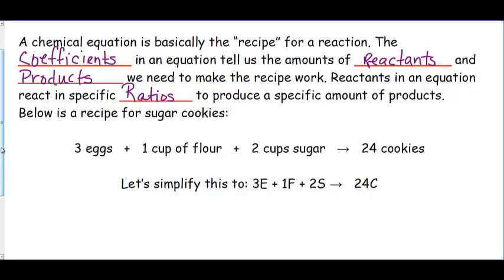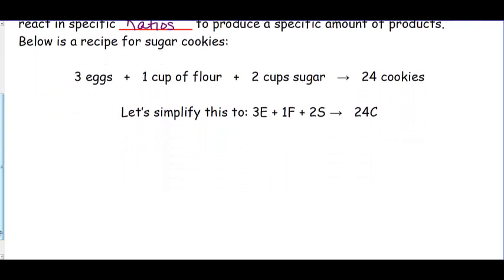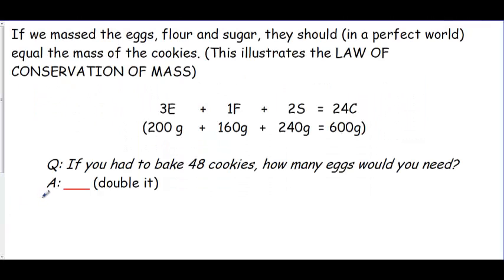If we mass the eggs and flour and sugar, in a perfect world they should equal the mass of the cookies. This will illustrate the law of conservation of mass. So let's say our eggs had a mass of 200 grams, our flour was 160 grams, and our sugar massed to 240 grams. In a perfect world, all of our cookies, after they're baked, 24 cookies, should mass to 600 grams. So here's a question for you.